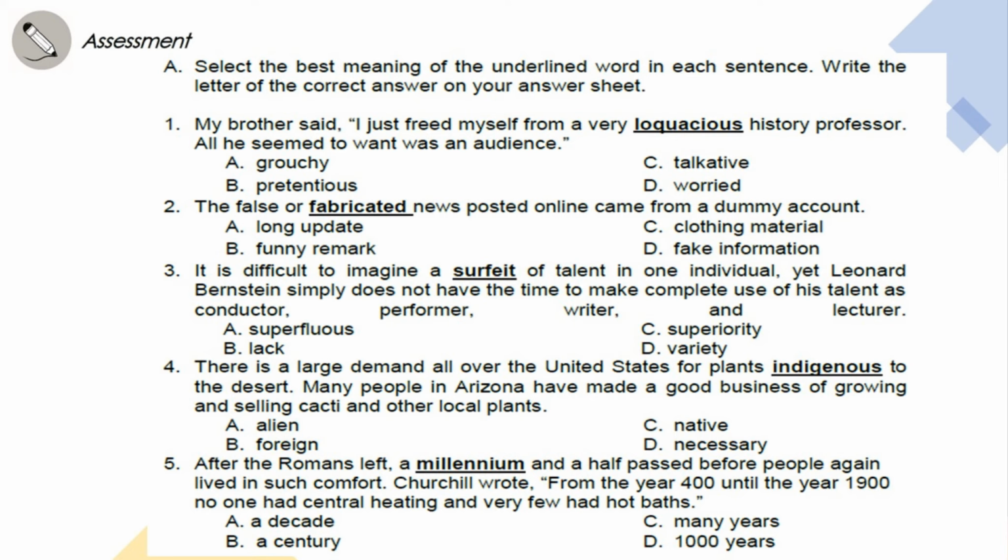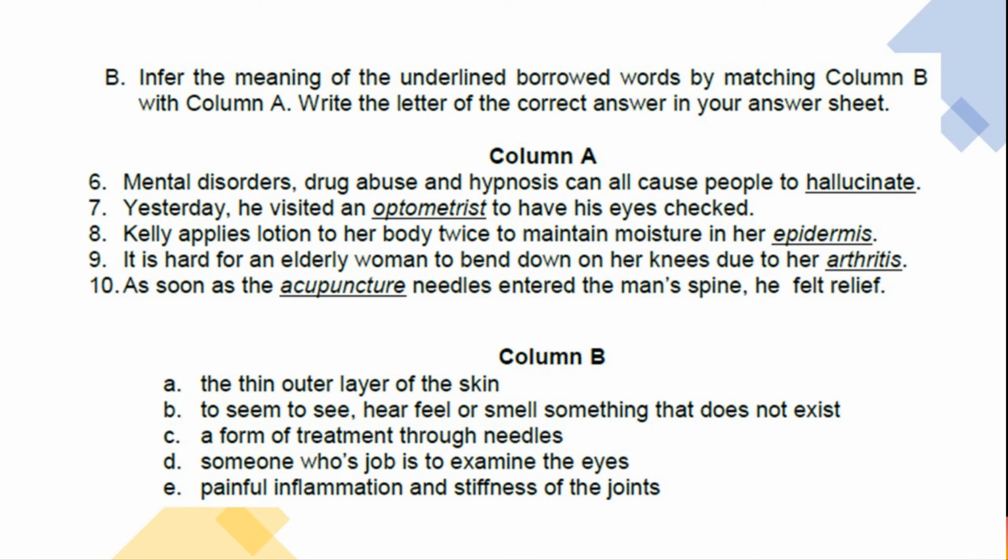4. There is a large demand all over the United States for plants indigenous to the desert. Many people in Arizona have made a good business of growing and selling cacti and other local plants. A. Alien. B. Foreign. C. Native. D. Necessary. 5. After the Romans left, a millennium and a half passed before people again lived in such comfort. Churchill wrote, "From the year 400 until the year 1900 no one had central heating and very few had hot baths." A. A decade. B. A century. C. Many years. D. 1,000 years.